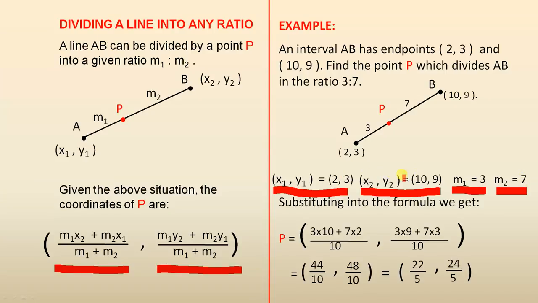So we substitute all of those values, firstly to find the x coordinate, then to find the y coordinate, and I've done that here. So here is the x coordinate, that's m1 x2 plus m2 x1 over m1 plus m2. Here we have m1 y2 plus m2 y1 over m1 plus m2. When we simplify that, we have 44 over 10 and 48 over 10, which is 22 over 5 and 24 over 5. And they are the x and y coordinates of the point P.